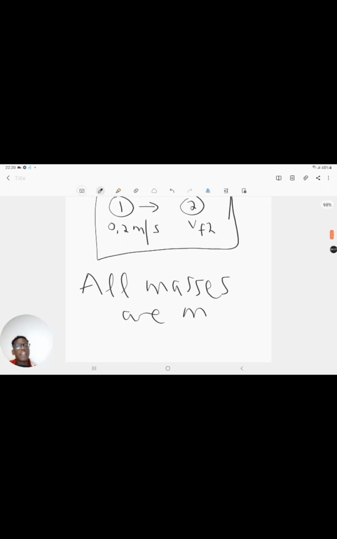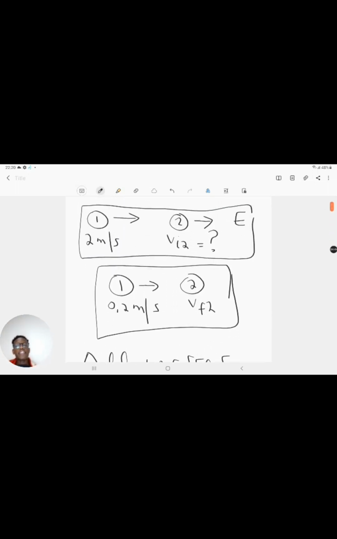Okay, so let's analyze this situation a bit further. Now we are asked to calculate the initial velocity of ball 2. But what do you notice here? We've got two unknowns.